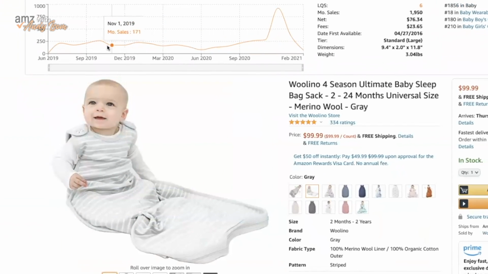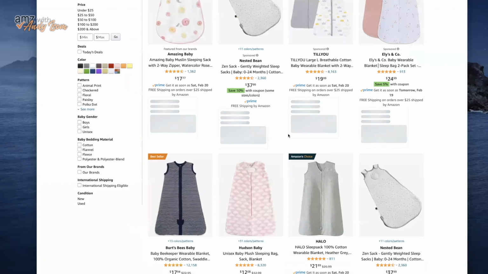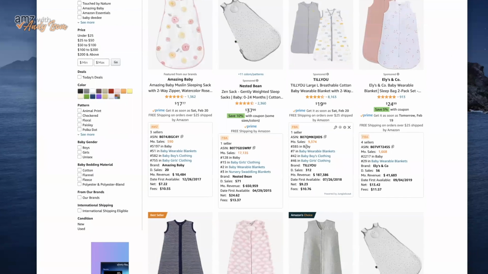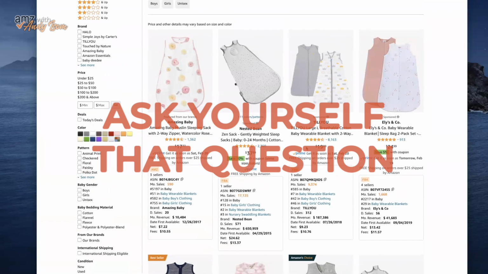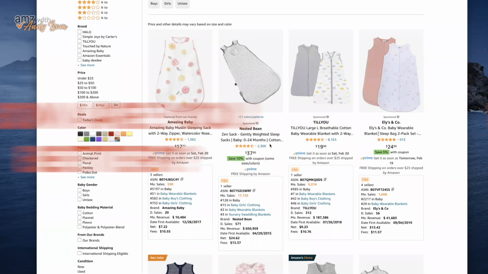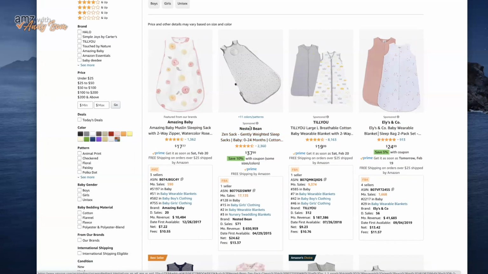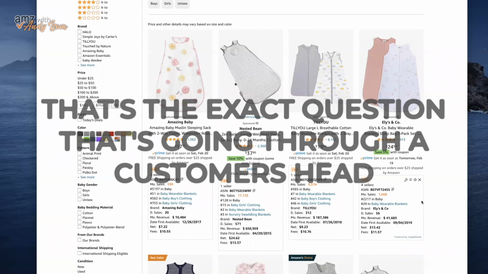Like I said up here, you're looking at around 200, 250-ish, and then a really big spike during fourth quarter holiday season. But again, how you set your product apart from all the other sellers selling the same thing, just ask yourself that question. Why would someone buy Andy's sleep sack instead of Nested Bean? How are you different? How are you better? What's unique about your product that someone would buy over Nested Bean? Because that question is the exact question that's going through a customer's head.